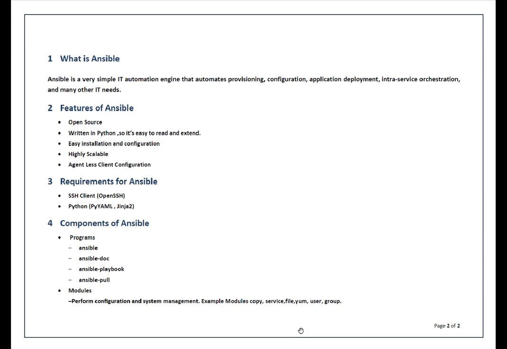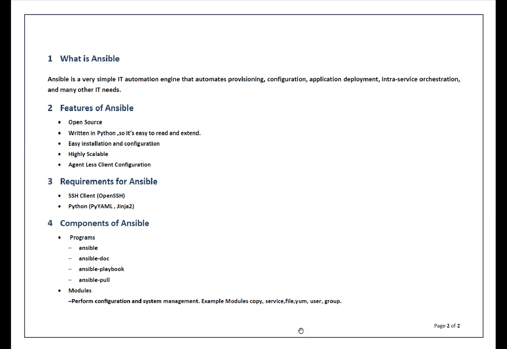So now, what are the features of Ansible? First, Ansible is open source. Second, Ansible is written in Python, so it's very easy to read and extend. Installation of Ansible is very easy, and configuration is also very easy. Next, Ansible is highly scalable. Highly scalable means you can control 10 clients or you can control 10,000 clients using Ansible.